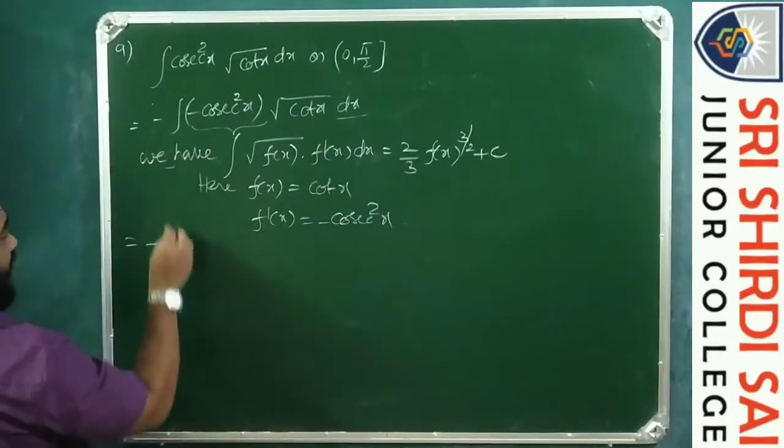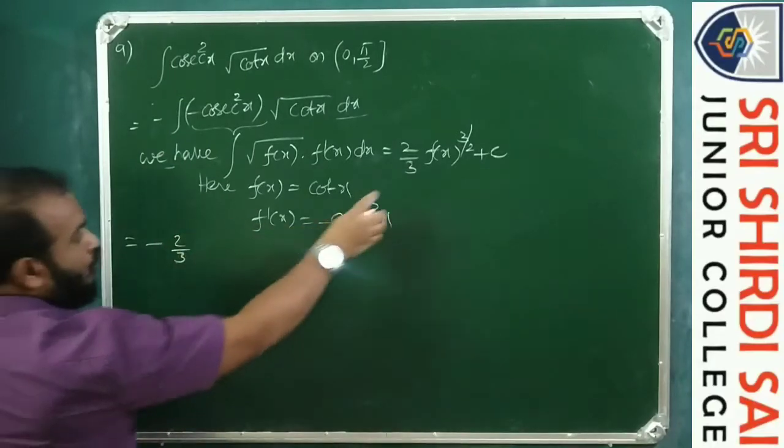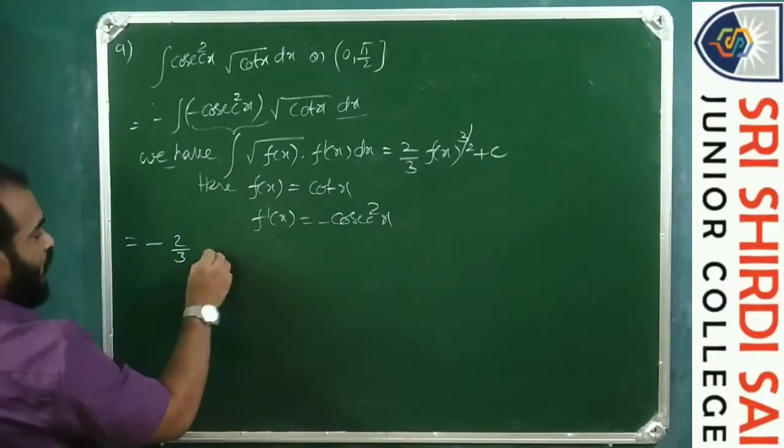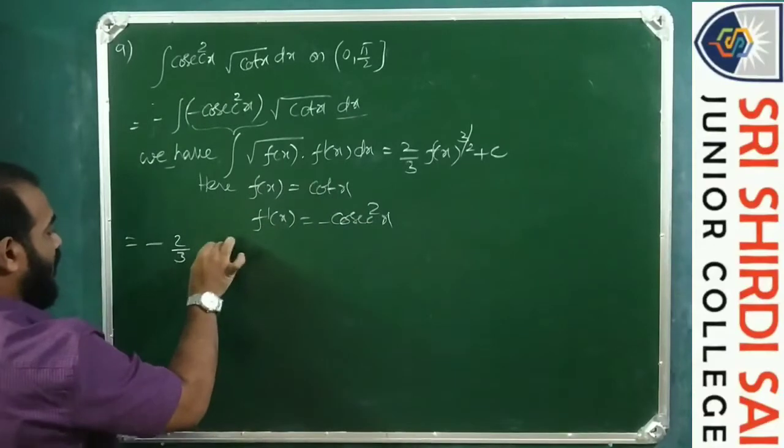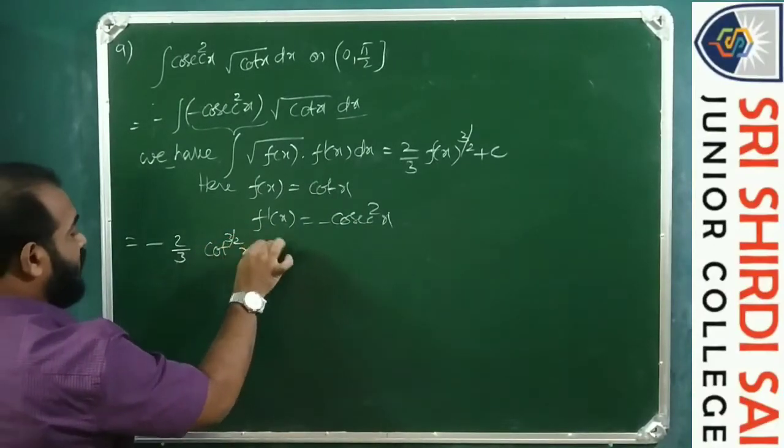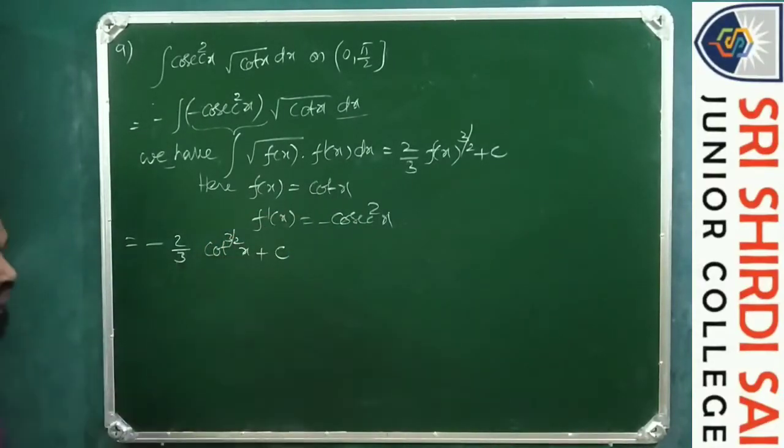Therefore the minus is the same, into 2 by 3 into f of x. What is f of x? Cot x whole power 3 by 2. This is cot power 3 by 2 x plus constant of integration c.